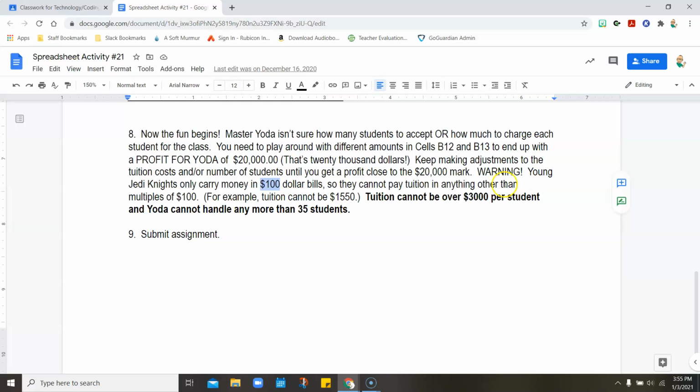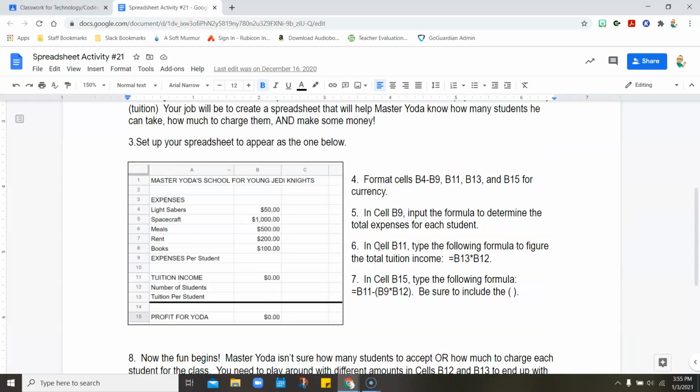And they cannot pay tuition in anything other than multiples of 100. So for example, you can't say like 1,550. It would have to either be 1,500 or 1,600. It can't be in between. And the tuition cannot be over $3,000, and Yoda cannot have any more than 35 students. So those are the rules that you have to follow.